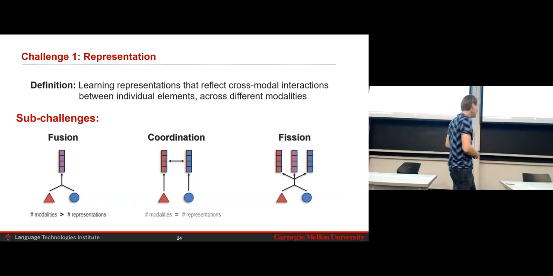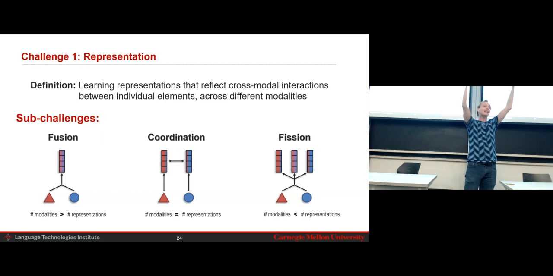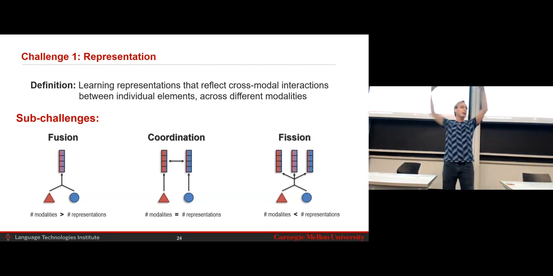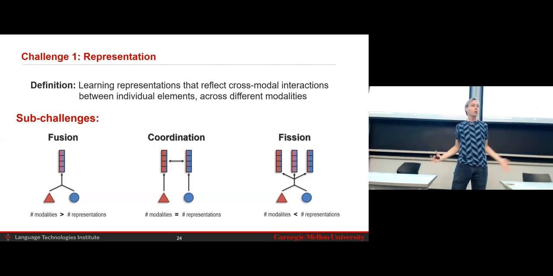Fusion means that the number of input modalities is larger than the number of representations. The classic case: you have two inputs and you have one representation. You're jointly fusing these modalities, and you get a joint representation.